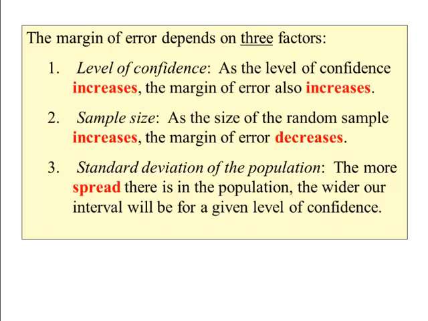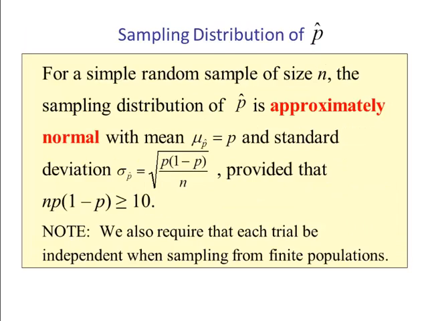Well, before we can answer that question, we must talk about the sampling distribution of p hat. For a simple random sample of size n, the sampling distribution of p hat is approximately normal with mean mu of p hat, the average of all the p hats, equal to the population proportion, and the standard deviation is given by the standard error of p hat, which is the square root of p times 1 minus p divided by n.